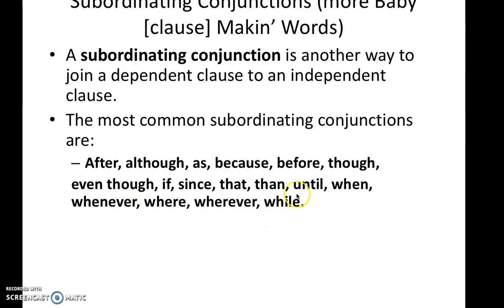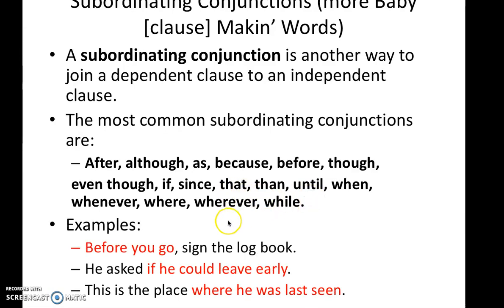And they will come at the beginning of the clause. If you see it at the beginning of the clause, it is going to be dependent, and you will automatically have a complex sentence. Before you go, sign the logbook. He asked if he could go early. You go is a complete thought. He could is a complete thought. He was is a complete thought. But notice right before it we have a baby clause making word, making it a dependent clause.